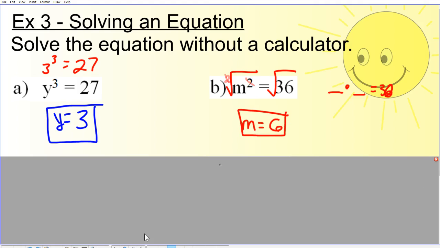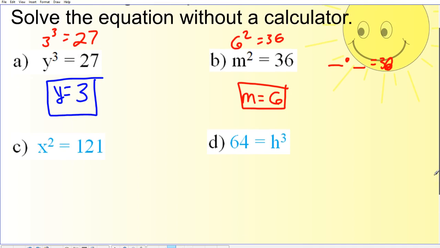And check it. It takes 5 seconds to check this in your head. Is 6 squared 36? Is 6 times 6 36? And you go in your head. Yeah, it is. You're good. Okay? If you could, please, try out letters C and D on your own. Pause the video, try them. When you're ready to continue, hit play, and we'll go through them together.